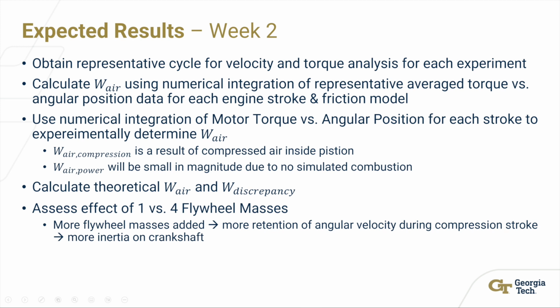At this stage of data collection, we expect to calculate the theoretical work of air using adiabatic compression and adiabatic expansion modeling assumptions. The experimental work of air during each stroke will be calculated by numerically integrating torque values across a range of angles. Discrepancies in these values will be analyzed, and the effect of 1 versus 4 flywheel masses for the head-on will be discussed. Theory predicts that with more flywheel masses, the additional moment of inertia will allow for a larger retention of angular velocity between strokes and thus smoother engine operation.